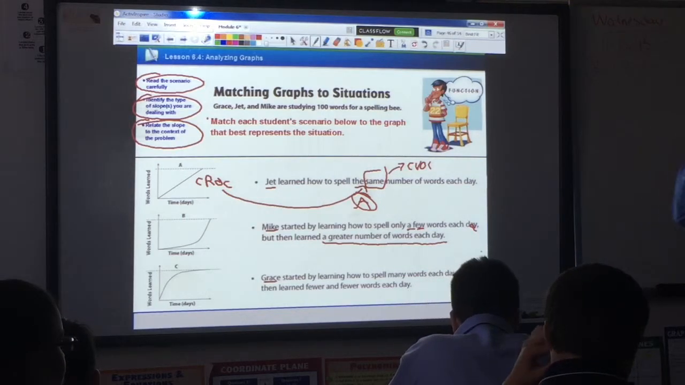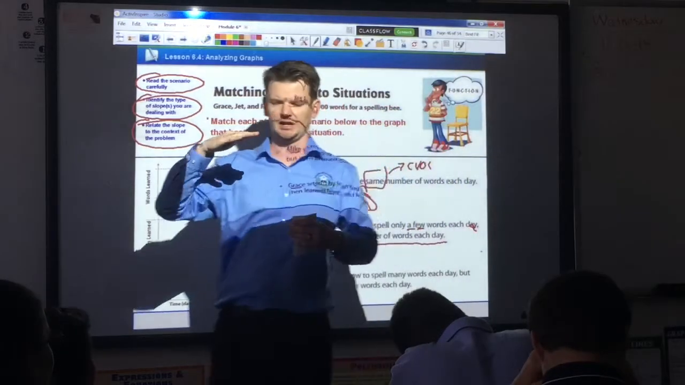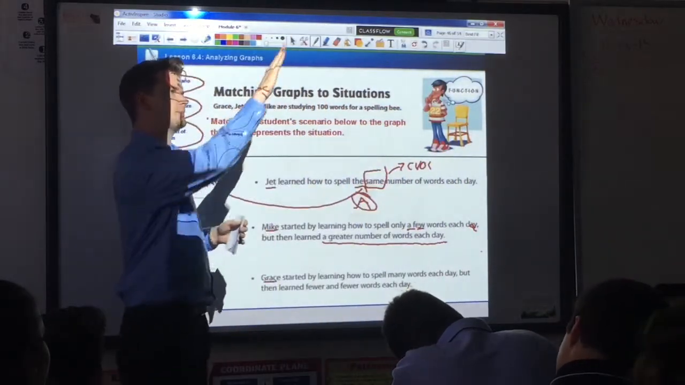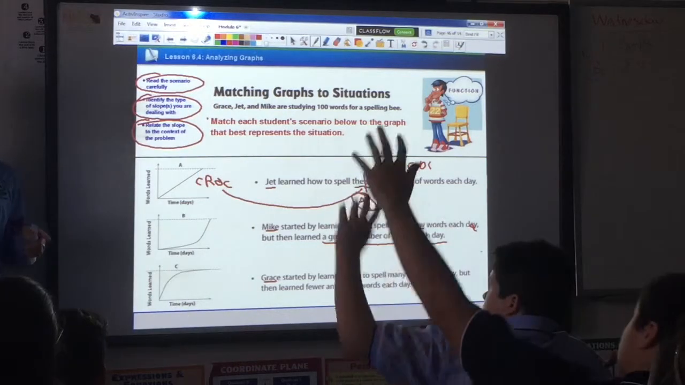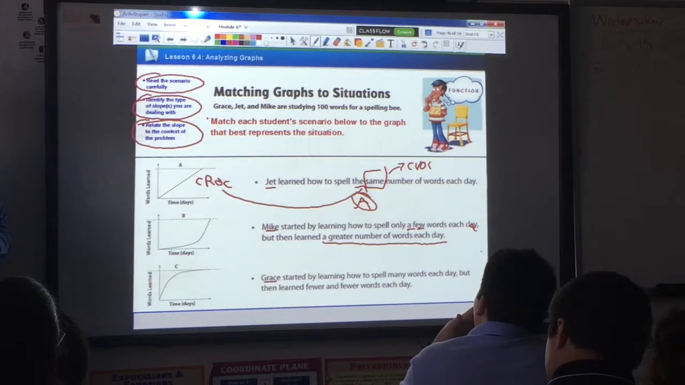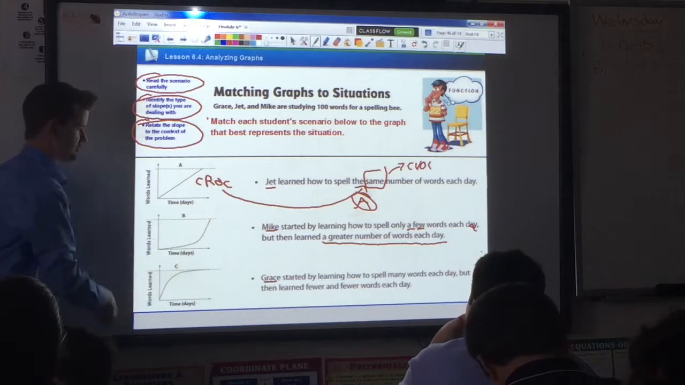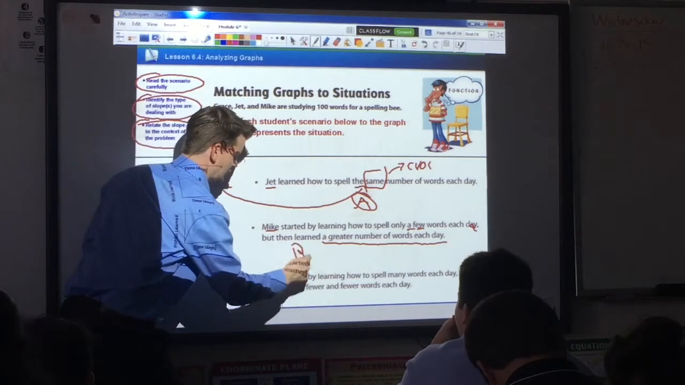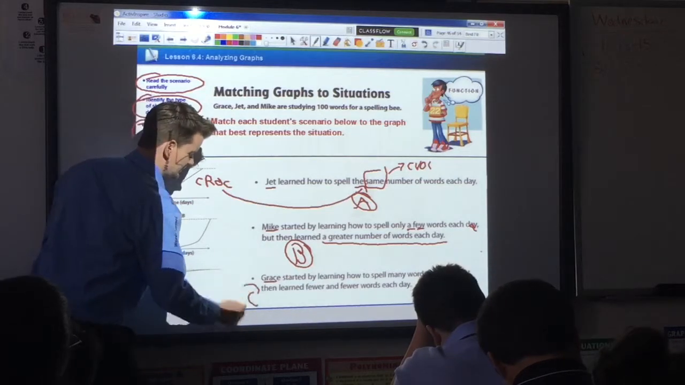It's going to start out by learning a few words, and then gradually he learns a greater number of words, so it's going to pick up speed. Do either of the two remaining graphs represent that situation, yes or no? B, yeah, B. It starts off learning a few words and then learns a greater amount each day. That is definitely graph B.